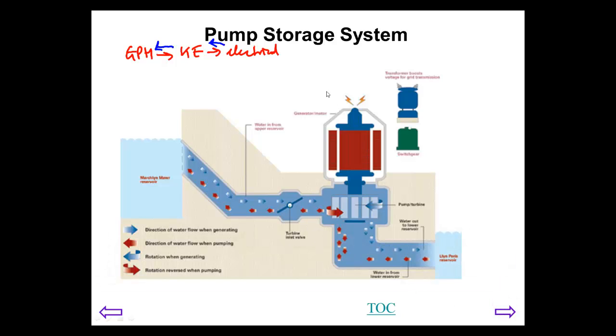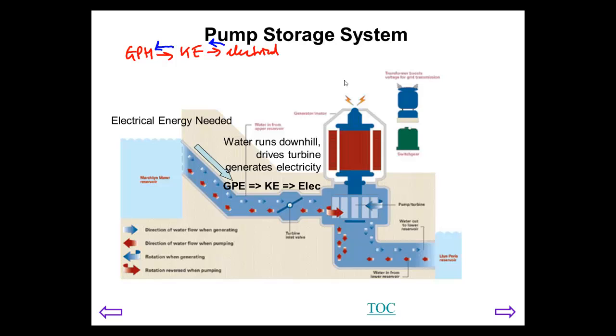Sometimes we have a more sophisticated system called a pump storage system. When electrical energy is needed, it's the same system. You start off with water which is stored in an uphill reservoir. So the water moves downhill, loses gravitational potential energy into kinetic energy. Then it goes through the turbine, and that kinetic energy is turned into electrical energy. So when you need the power, you can produce the electrical energy.